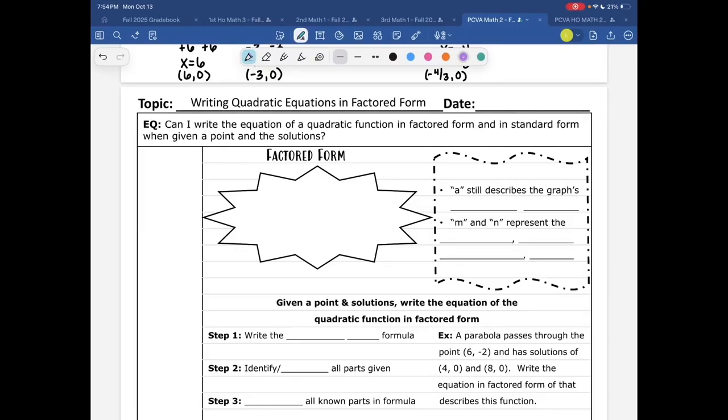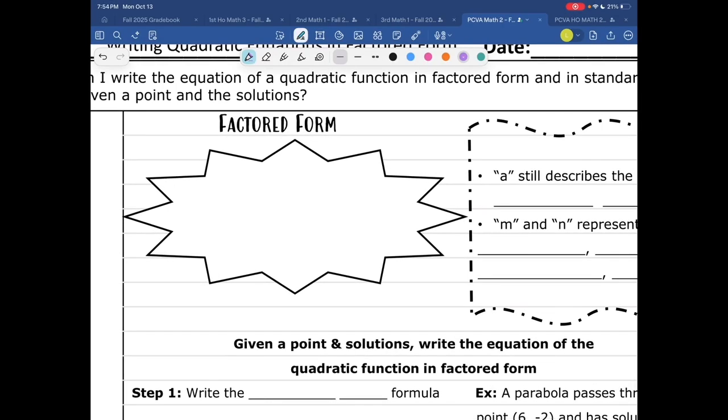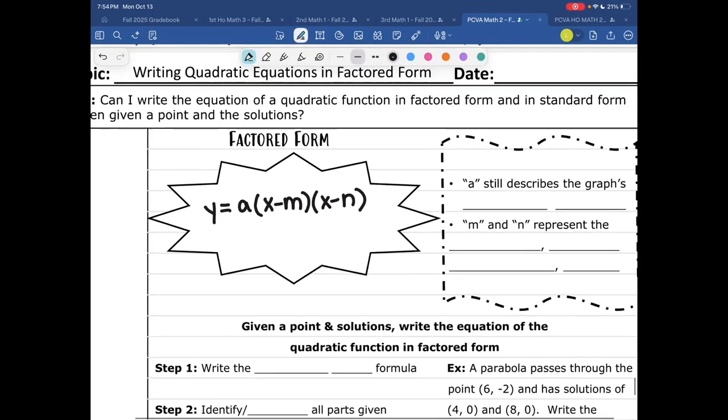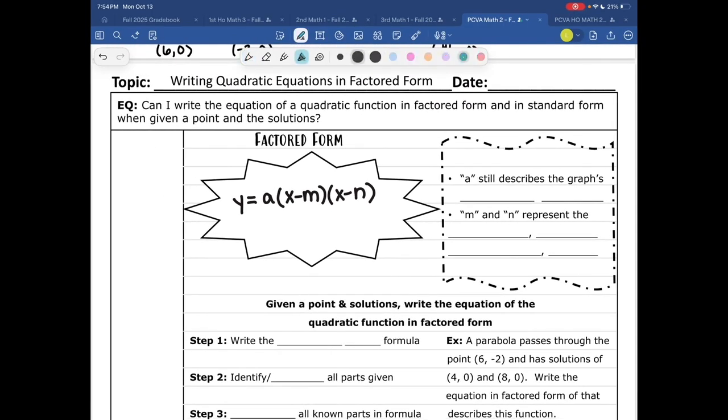All right, so for this video, we're going to be talking about writing quadratic equations in factored form. So we're really going to talk about a bunch of different scenarios and what factored form is. Factored form means that we're able to identify the factors of a quadratic just by the factor and what the number is itself. So the factored form is a times x minus m times x minus n.